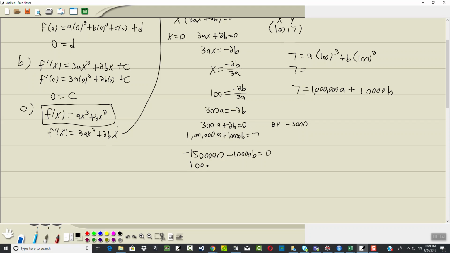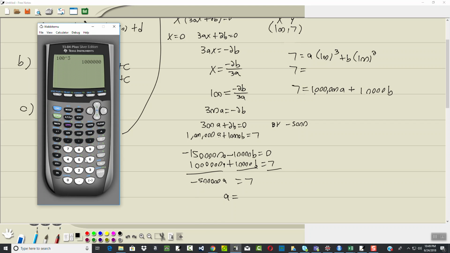And then we got 1 million plus 10,000 B equals 7. If I add these now, negative 500,000, these drop away, equals 7. So 7 would equal to, or A would equal to, just doesn't seem right. 7 divided by negative 500,000.